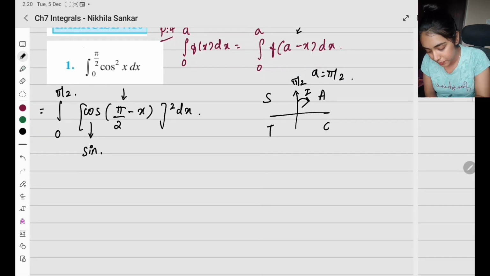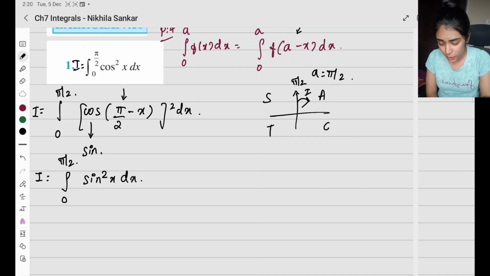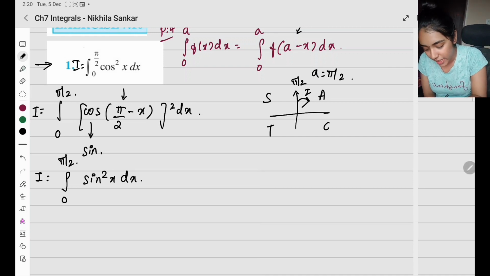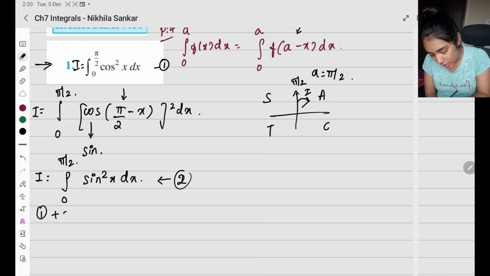So I'll take the question to be I. So I equals integral of 0 to pi by 2 of sin square x dx. This is what I get. So what do I see from here? I have I equals something and I equals something. I can add the two. So let this be my equation 1 and let this be my equation 2. So I'm going to add 1 plus 2.